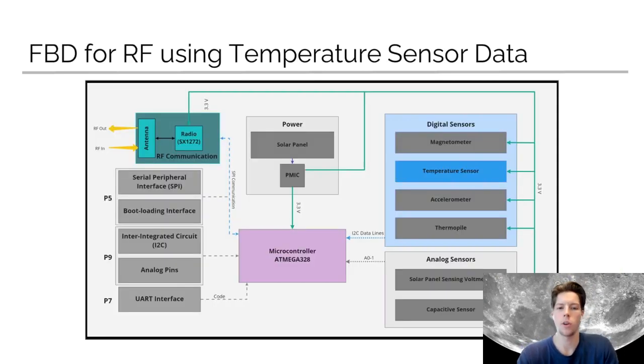So this is the FBD for using RF with the temperature sensor data. Essentially, power is taken in through the solar panel, converted through the PMIC, and sent out, as you can see, through the power line to the temperature sensor. That will read in the data and send all the data through the I2C data lines to the microcontroller. And then this microcontroller will use SPI communication to communicate with the RF system, which includes the radio, the SX1272, and the antenna as well, which, as we said earlier, sends and receives RF communications.